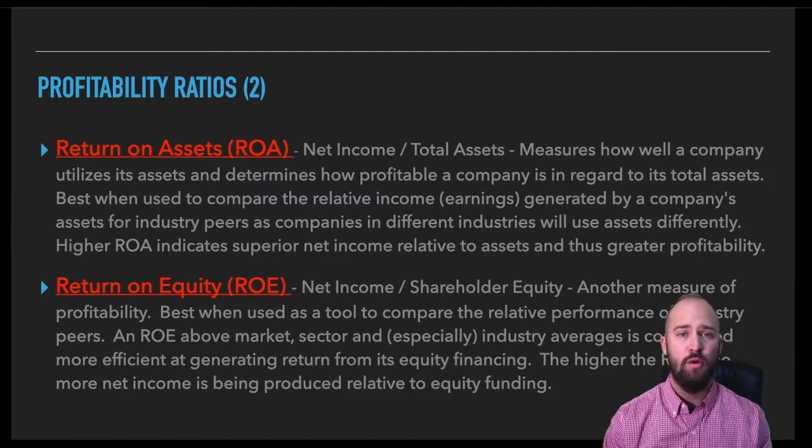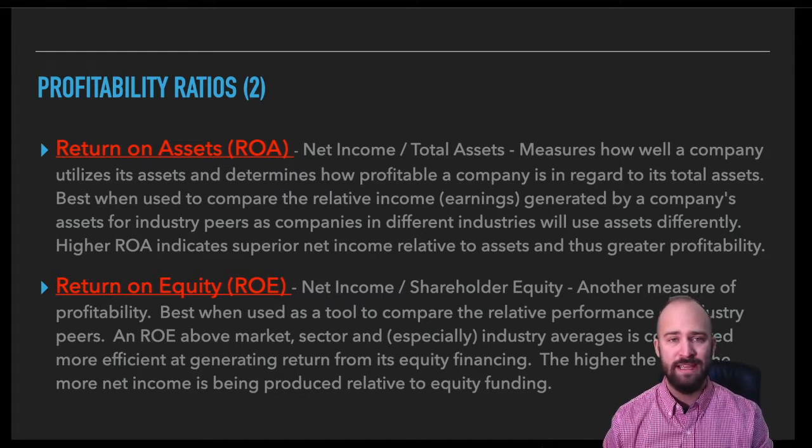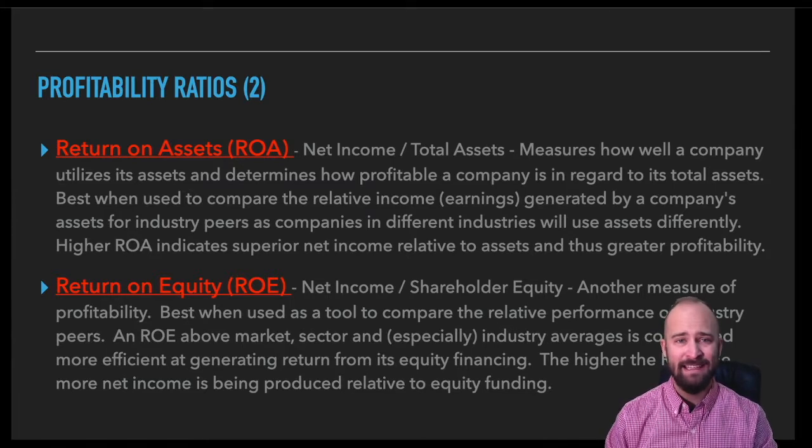So while an ROA and an ROE that are above industry, sector, and market averages is generally a good thing, when the ROA or ROE is significantly higher than industry and sector averages, it might indicate that the company is over leveraged, that they're using too great a portion of debt to finance their business operations. While that's leading to greater profitability, it could also lead to increased risk. So it's all about finding a good balance, optimizing profitability without exposing the company to too much risk.